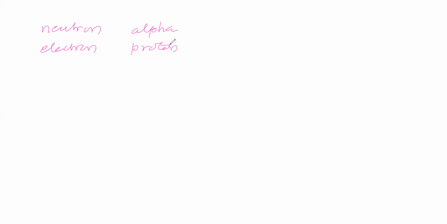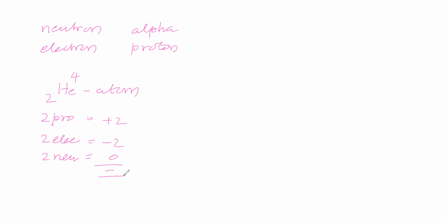What is alpha? In order to understand alpha, let us take a helium atom. Helium atom has atomic number 2 and mass number 4. So a helium atom has 2 protons, 2 electrons, and 4 minus 2 is 2, therefore 2 neutrons. Protons have plus 1 relative charge, so 2 protons give plus 2. Electrons have relative charge minus 1, so minus 2. Net charge is 0.